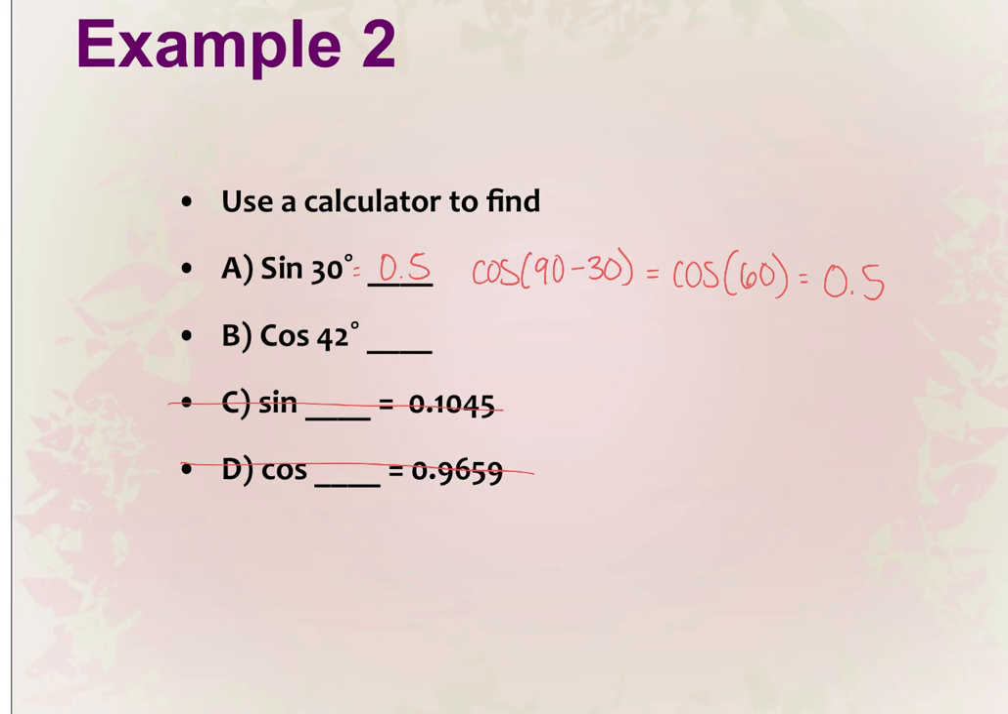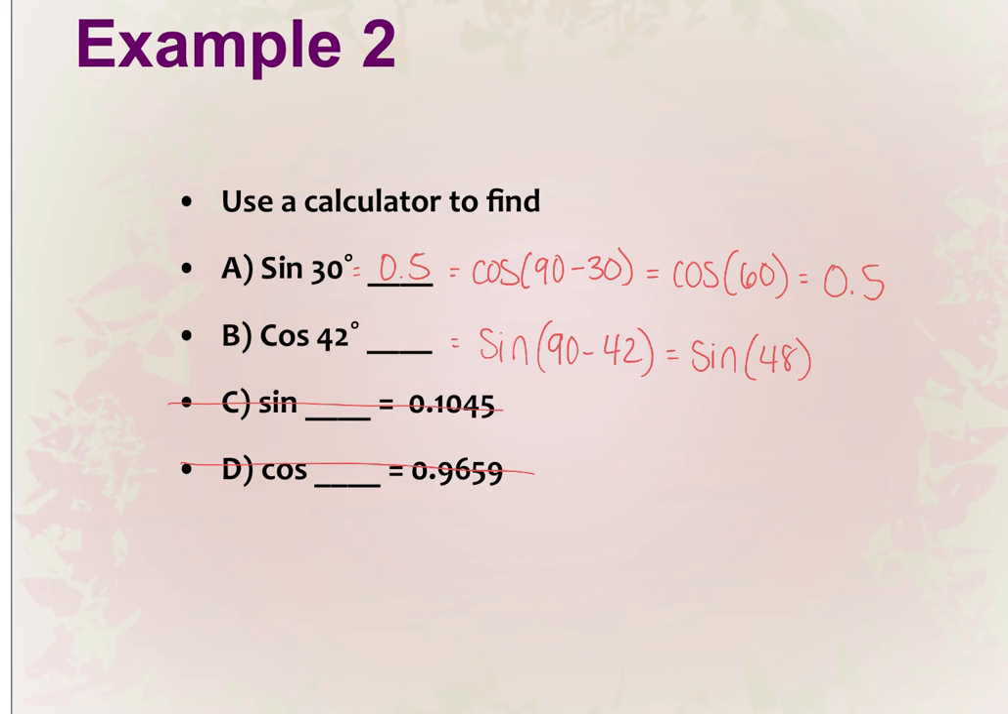Okay, the cosine of 42 degrees. That should be equal to the sine of 90 minus what? 42. And 90 minus 42 is what? 48. So let's check it out. Let's see if this still holds.